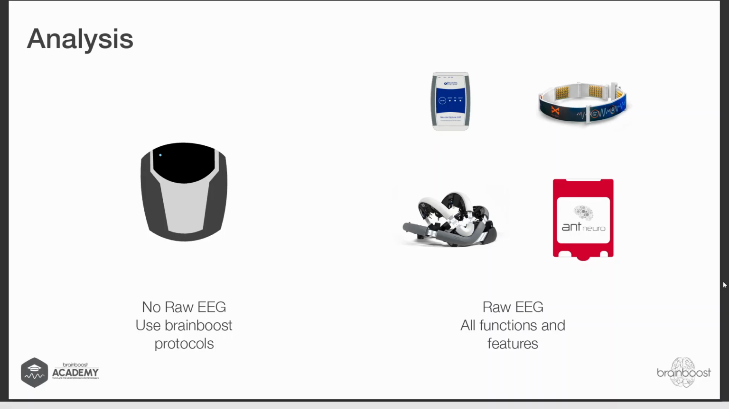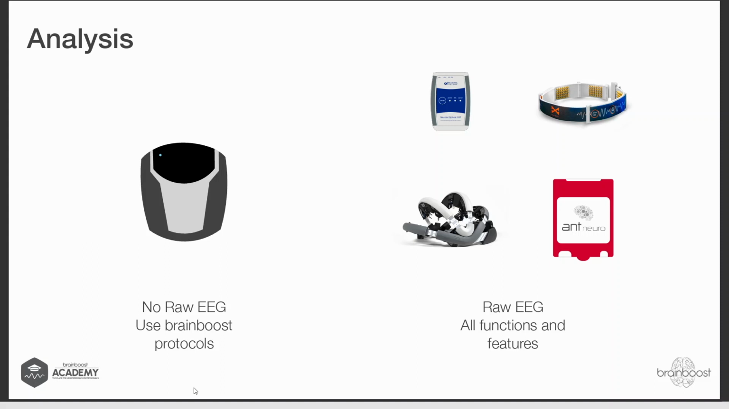With the analysis, some of you have a Nexus device. Some of you have a Nexus 32, some have the Nexus, and some of you have other devices. There is a difference. With the Nexus device, we do not get raw EEG at this stage. So you need to use the BrainBoost protocols that are automatically installed on your computer, because they all have the scale from 0 to 10. If you do a theta, alpha, SMR, high beta training, they need the scale from 0 to 10.